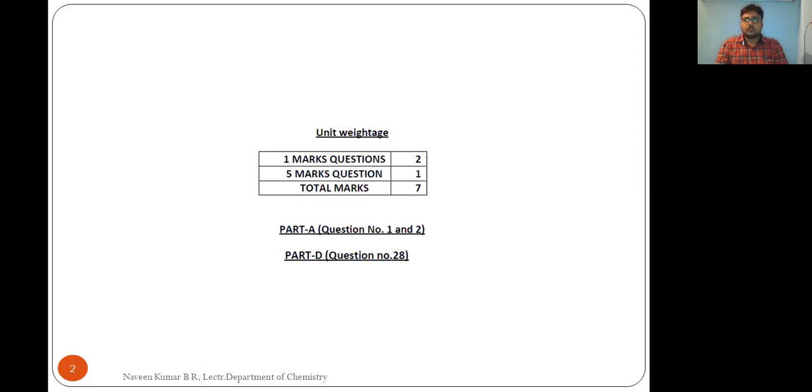In the PU model papers and others, the questions will be other than this also, which will be helpful for our revisions, so we'll focus on that. Before going to the 5-mark questions, first we'll concentrate on 1-mark questions. The unit has nearly 20% weightage for 1-mark questions, that is, for Part A the weightage is 20%.